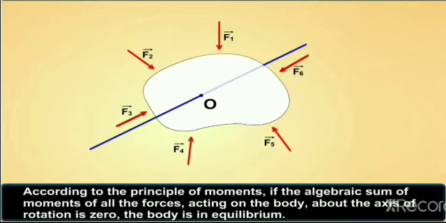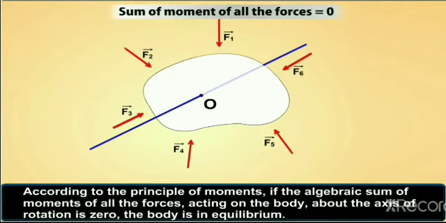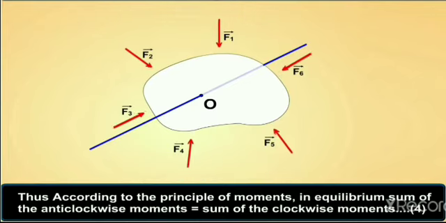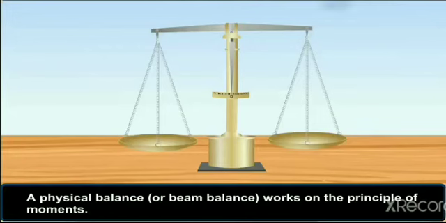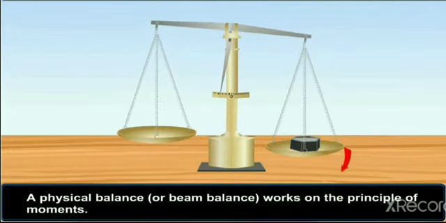According to the principle of moments, if the algebraic sum of moments of all the forces acting on the body about the axis of rotation is 0, the body is in equilibrium. Thus, according to the principle of moments, in equilibrium, the sum of the anti-clockwise moments is equal to the sum of the clockwise moments. Let this be equation 4. A physical balance or beam balance works on the principle of moments.